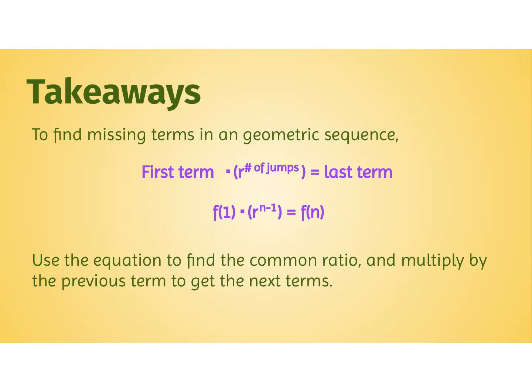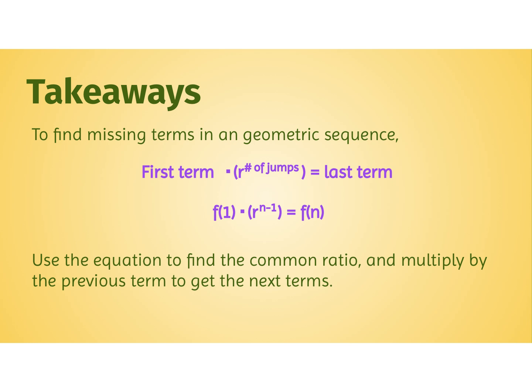All right, so some takeaways. To find the missing term in a geometric sequence, we take the first term and multiply it by R, the ratio, to the number of jumps, and it is going to equal our last term. We did it backwards before. We took our last term and divided it by the first term, and that gives us a number, and how many times we multiply that ratio together will equal that number.